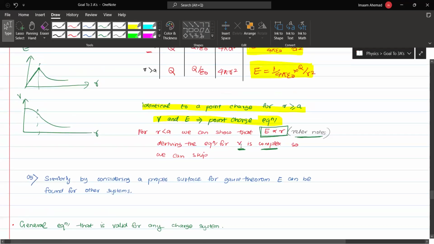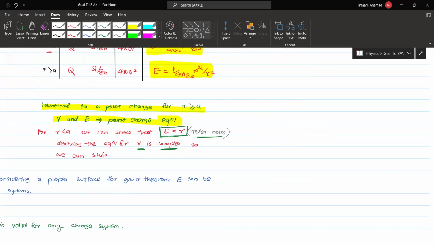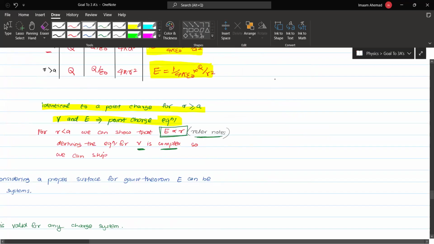Did you get the idea? I hope from the discussion so far, you understood that point charges are different and other systems are different, and you cannot directly use Coulomb's law. Here, they are not valid.